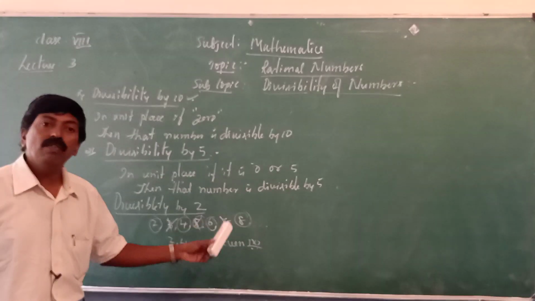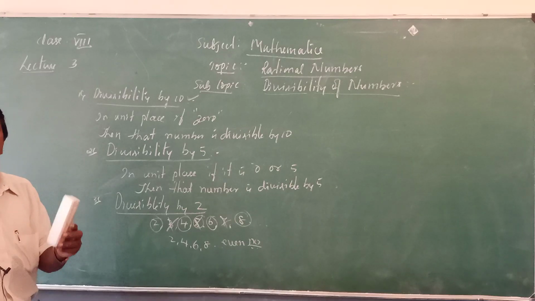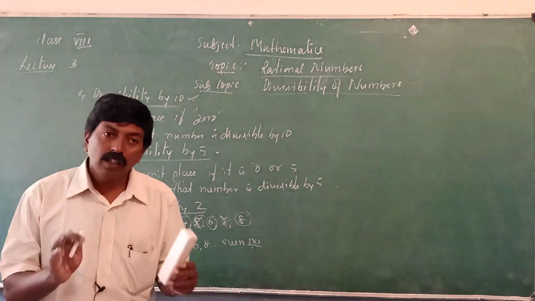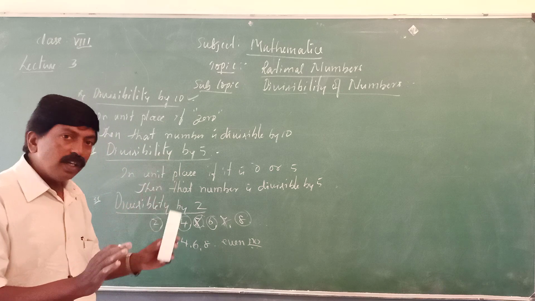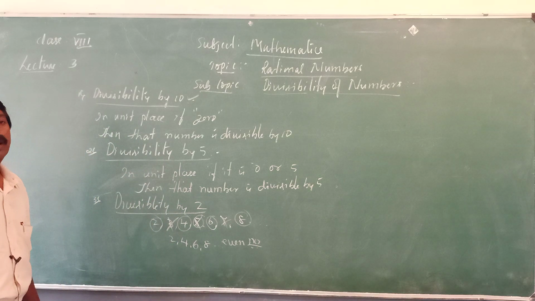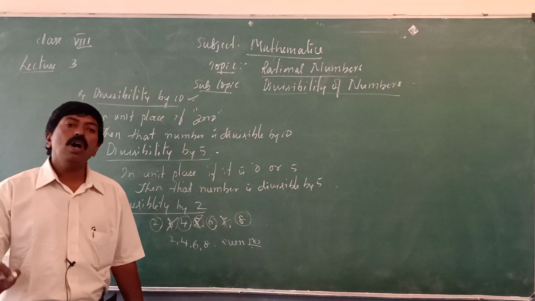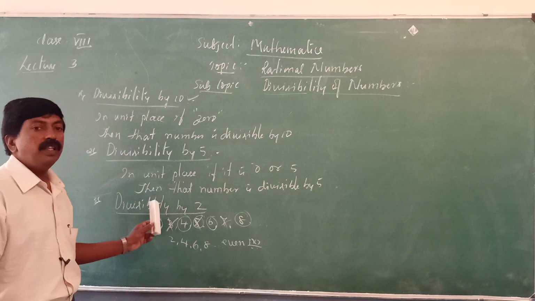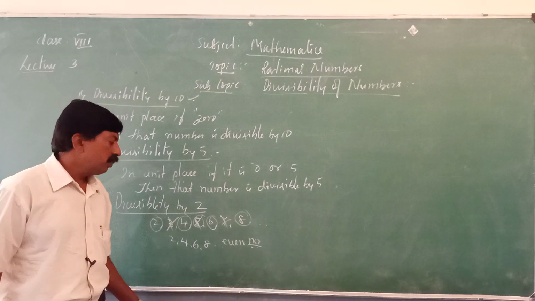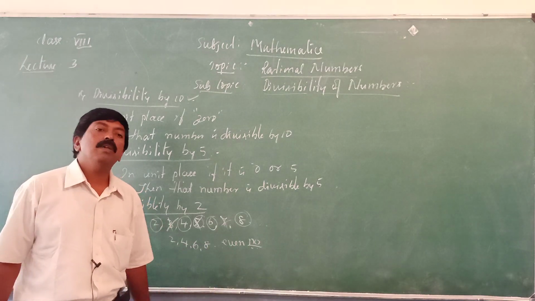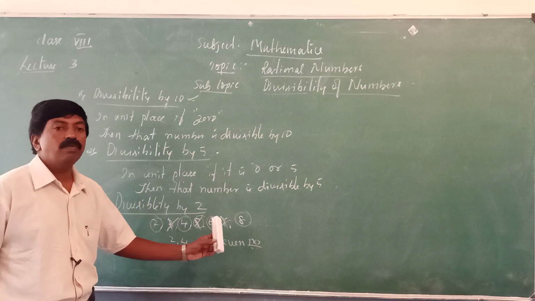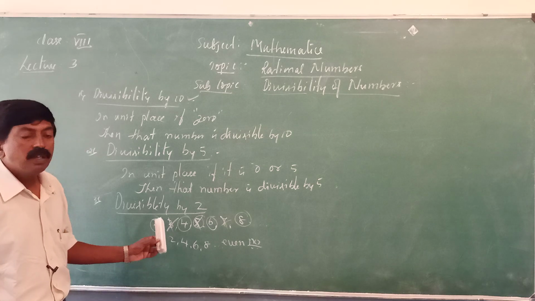All these 3 rules are very easy. First test, divisibility by 10: if 0 is there in the unit place, then that number is divisible by 10. If the number has 0 or 5 at the unit place, then that number is divisible by 5. If even numbers are given, all even numbers are divisible by 2. If you take odd numbers, they will definitely not be divisible by 2.